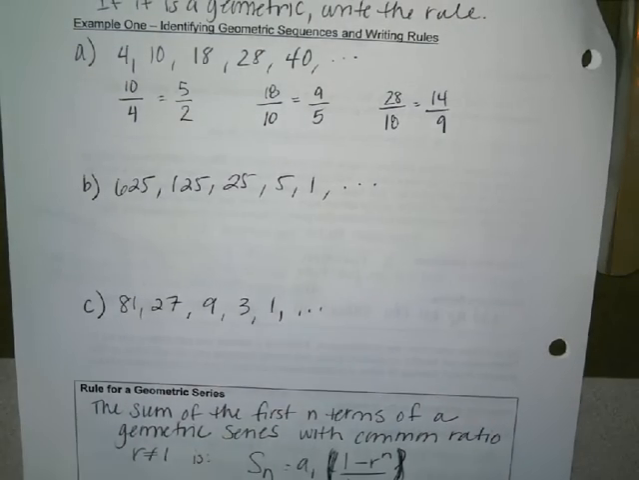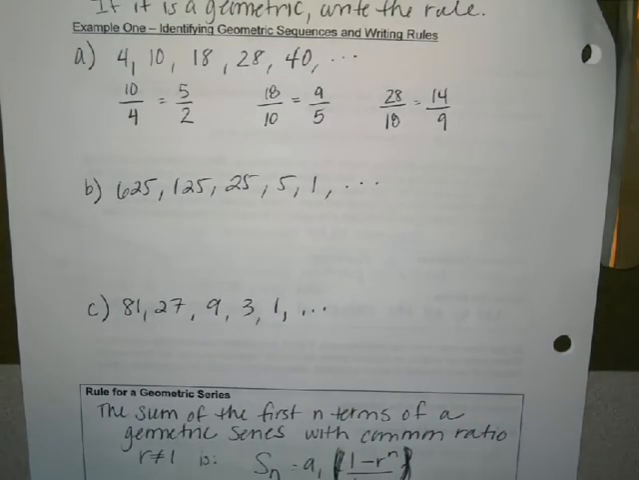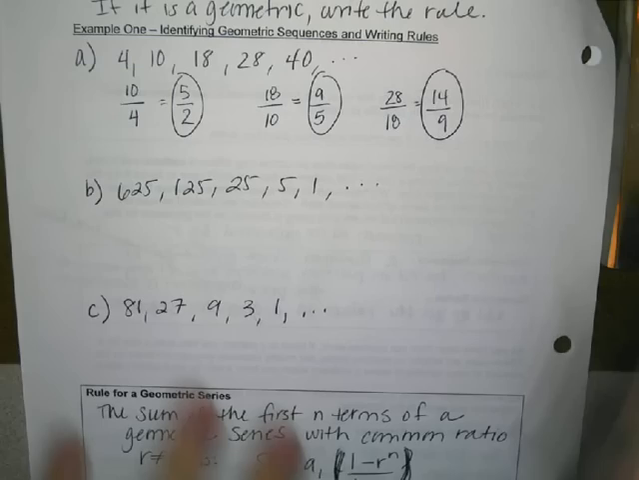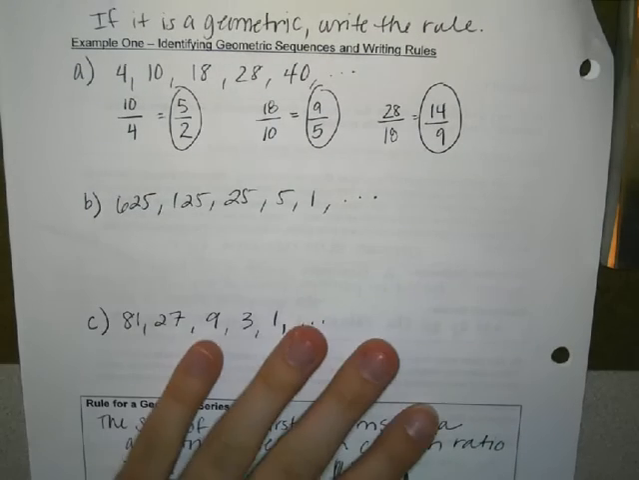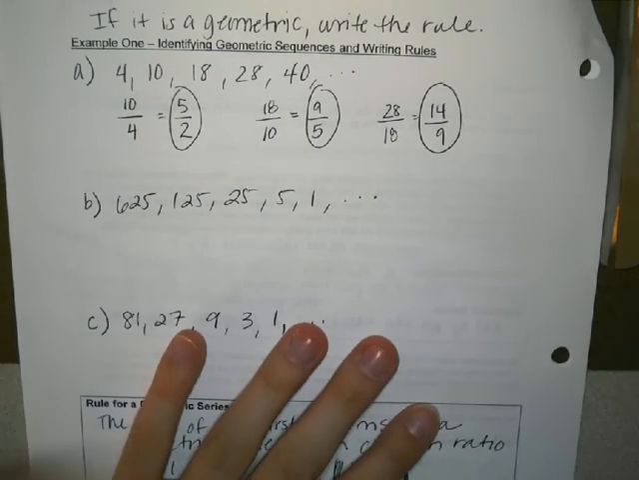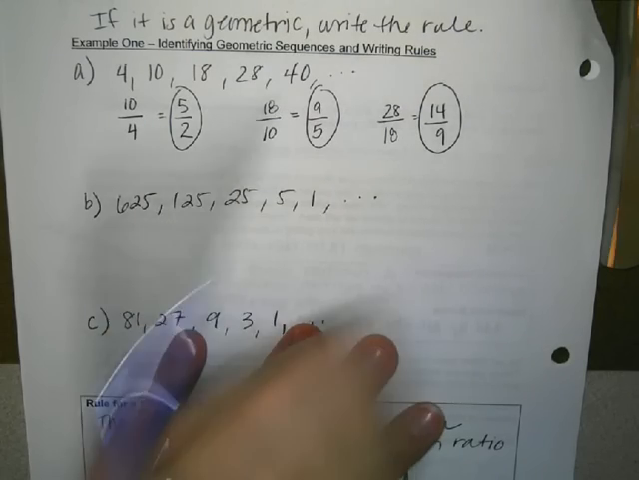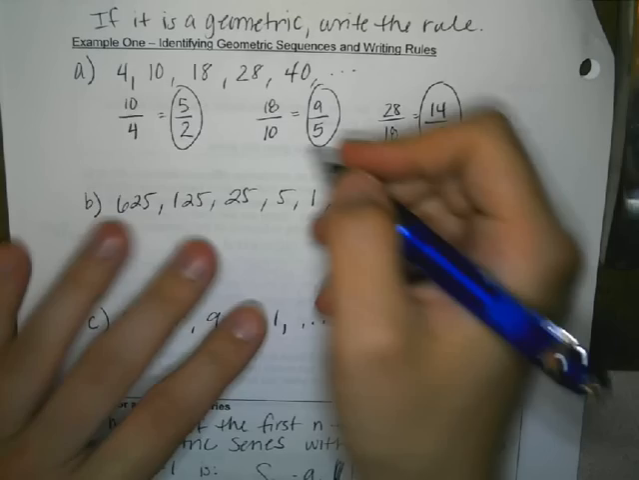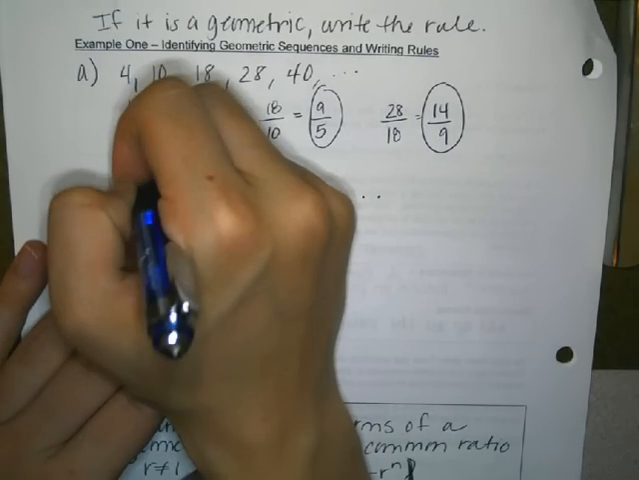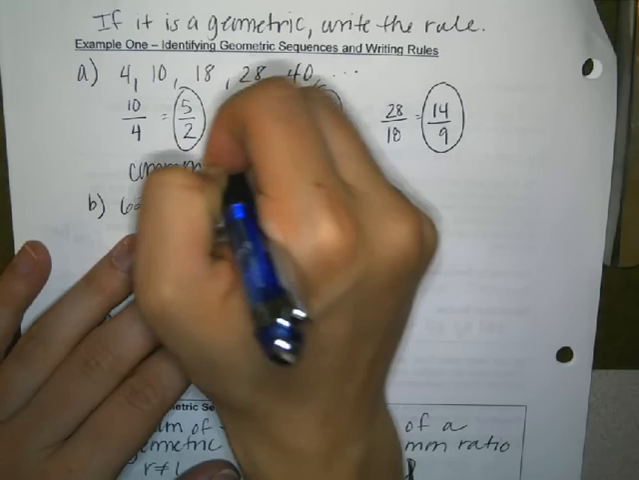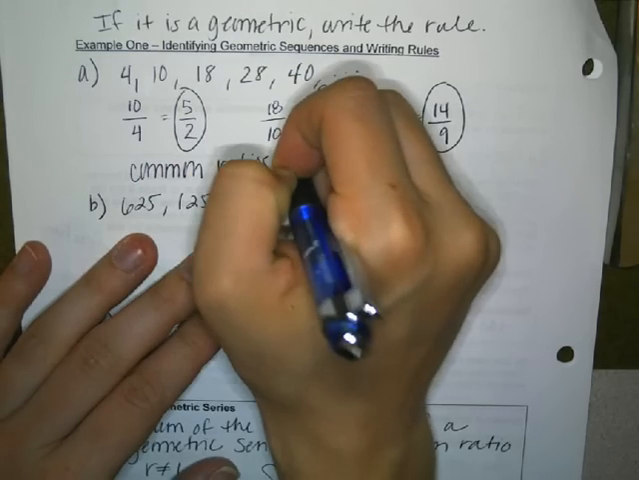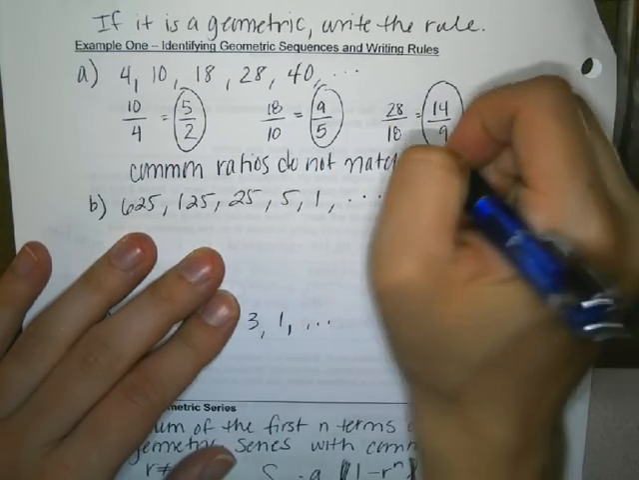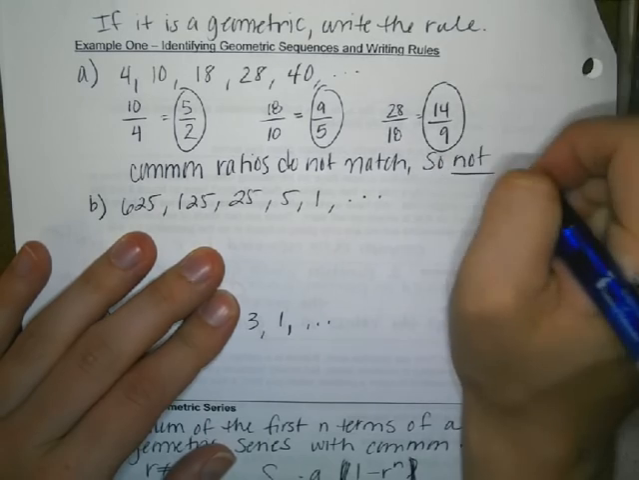And I'm going to stop there, because since these values are not the same, this is not a geometric sequence. There's probably a rule that you can find that would give you those values at every position, but it's not going to be a geometric type of sequence. So your common ratios don't match. So this is not a geometric sequence.